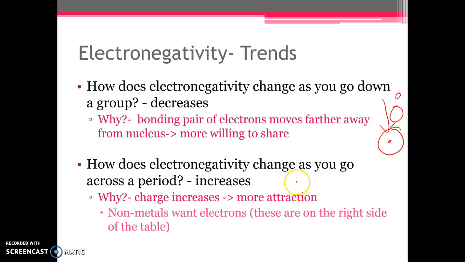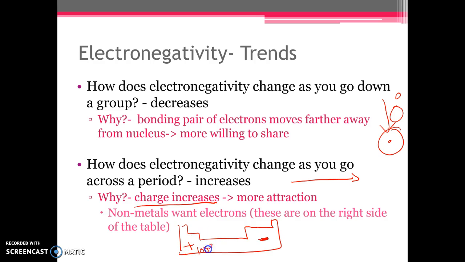How does it change as we go across the period? It's going to increase. Why? As the charge increases, there's more attraction. Plus, the nonmetals want electrons. Like I just said, things that are on this side of the periodic table want the negative charge. Things over here want to be positive. They want to lose their electrons, not gain them. So over here, remember those atoms are much smaller, so they're more likely to attract electrons.